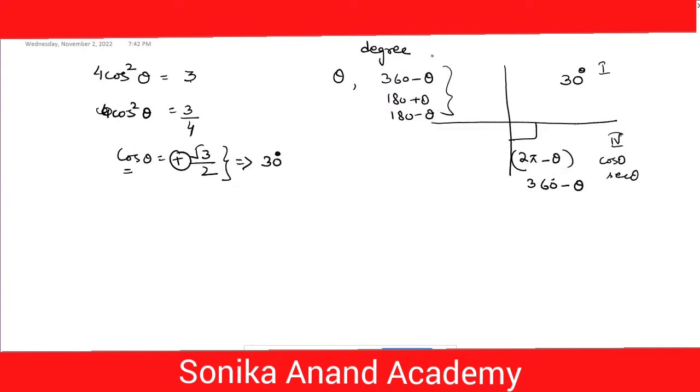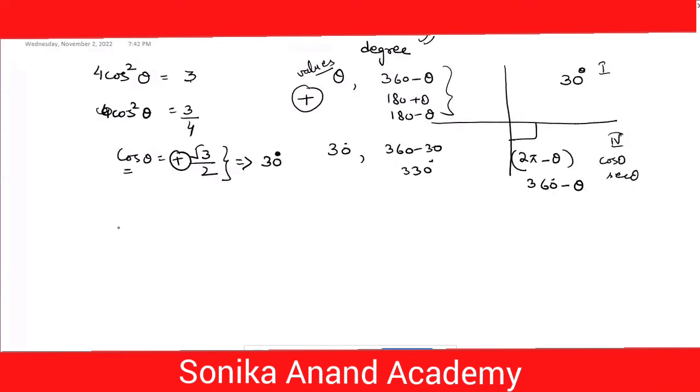For the degrees, the first value is 30 degree, another value is 360 minus 30, that is 330. We have the 330. Clear? Now listen, these are the positive values.